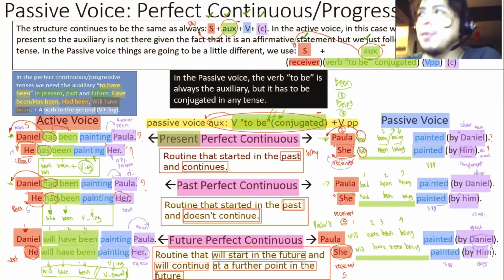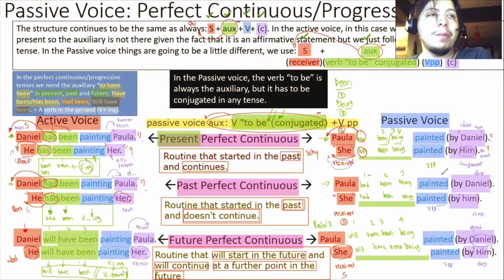En voz pasiva es un poco más difícil porque son tres palabras, pero otra vez es lo mismo. La primera es la que se lleva el negativo. Paula hadn't been painted by Daniel. She hadn't been painted by him. Ella no había estado siendo pintada por Daniel. Ella no había estado siendo pintada por él.